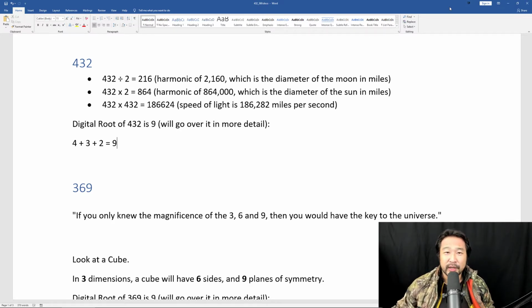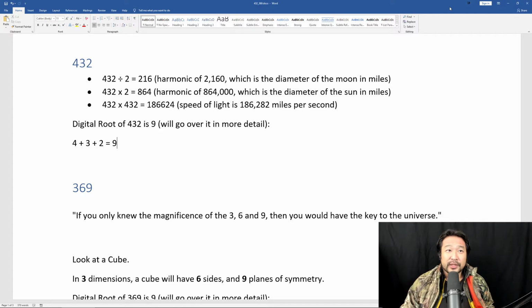432 squared, or 432 times 432, equals 186,624. Just to let you know how close that is to the speed of light. The speed of light is 186,282 miles per second. At least that's what scientists say it is.